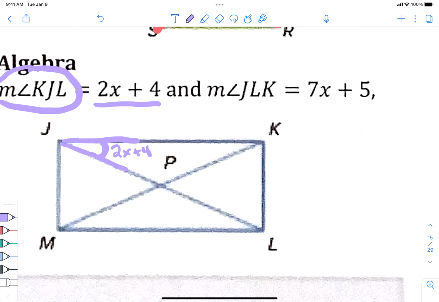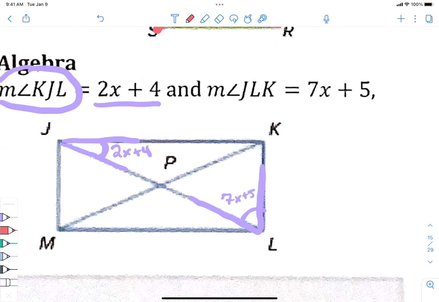Then the other one says the measure of angle JLK. Did you find JLK? This bottom corner right here is 7x plus 5. Just that little bit, not the whole 90-degree angle, just from here to here. All right, they want us to solve for x. Are those two the same? I'm always tempted to just set them equal to each other and call it a day, right? Are they the same?